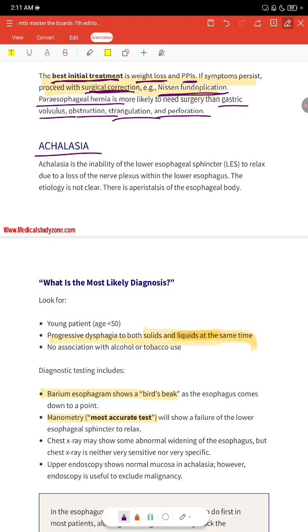Now let's talk about achalasia. Achalasia is the inability of the lower esophageal sphincter to relax due to a loss of nerve plexus within the lower esophagus. The etiology is not clear. There is aperistalsis of the esophageal body. So achalasia is basically inability of the lower esophageal sphincter to relax.